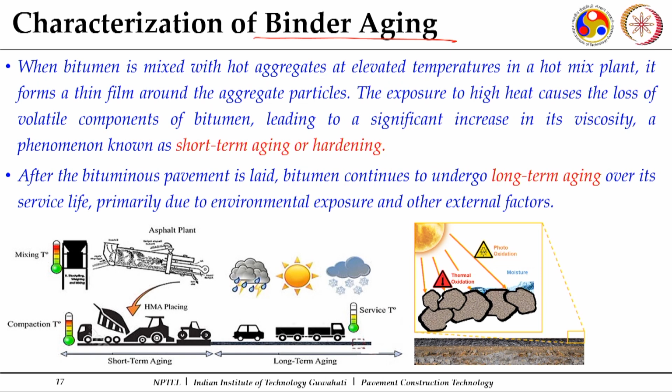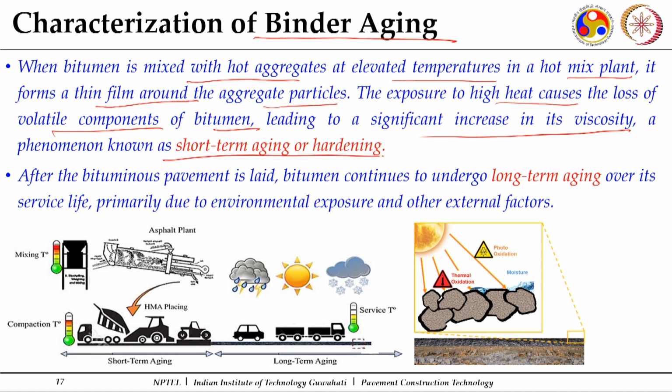So, when bitumen is mixed with hot aggregates at elevated temperatures in a hot mix plant, it forms a thin film in the range of around 8 to 10 microns around the aggregate particles. The exposure to high heat causes the loss of volatile components of bitumen, leading to a significant increase in viscosity that makes the binder stiff, and this phenomenon is called hardening or aging of the binder, and another term is short term hardening. Why short term hardening?